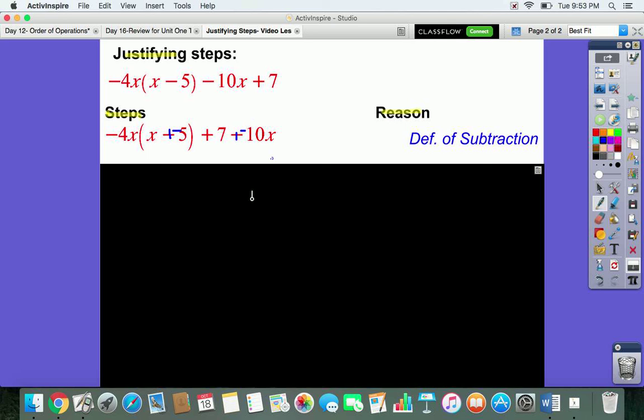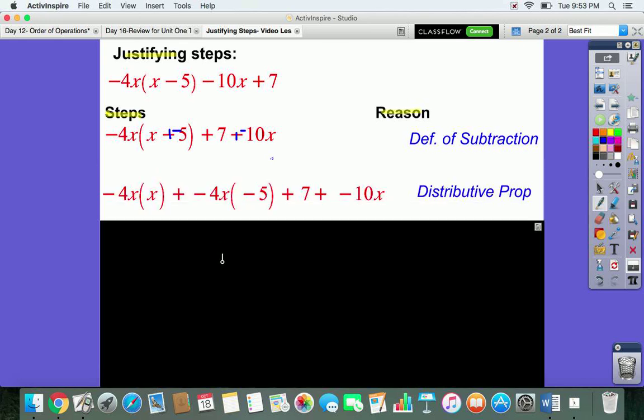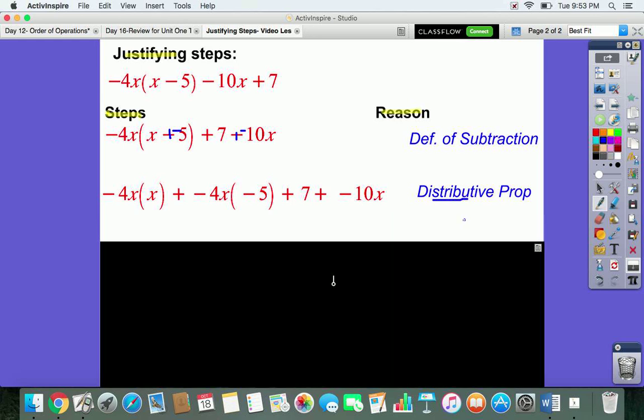As soon as I see parentheses, I know that I'm going to need to distribute. So here's what I've got. Negative 4x times x plus negative 4x times negative 5 plus 7 plus negative 10x. There's my reason, distributive property. Now I'm ready to just multiply each of those terms out to simplify.